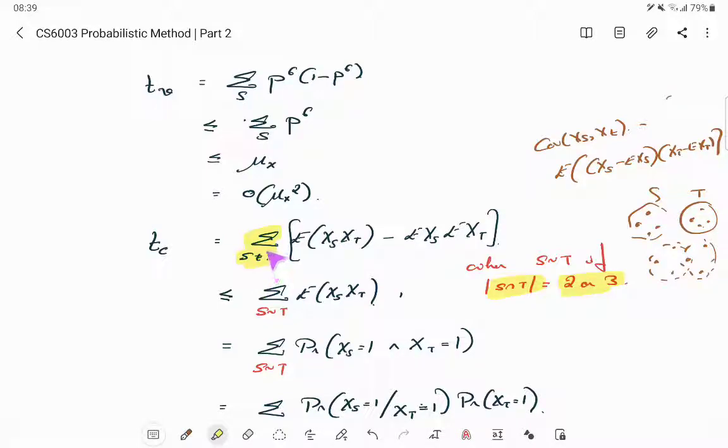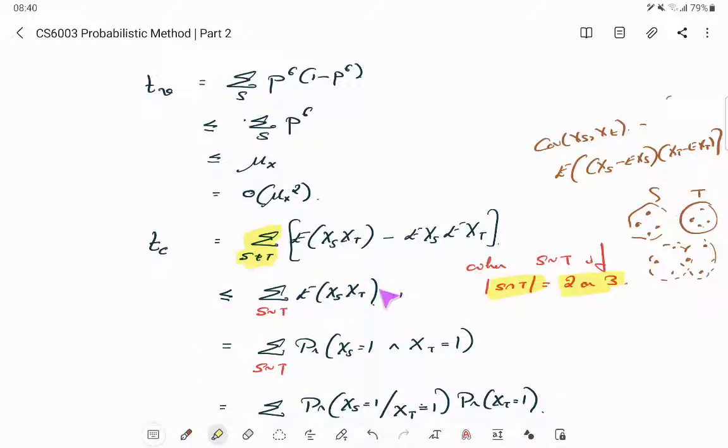From this point onwards, there's a major change. That is why I have highlighted it in red. Instead of summing up over all pairs S not equal to T of the random variables, we are only summing up those pairs where there is some dependency. This S tilde T is a shorthand to denote that S and T have some dependency. So we are now adding up far fewer terms.